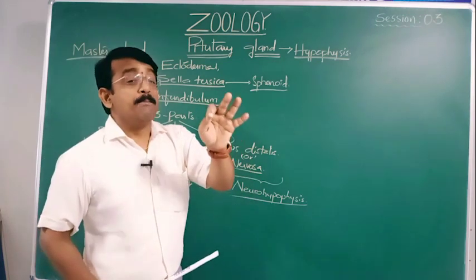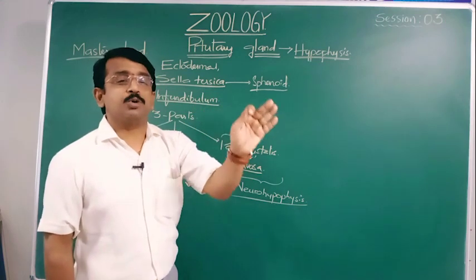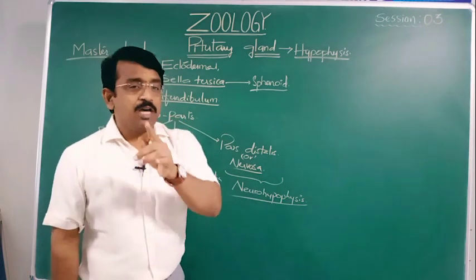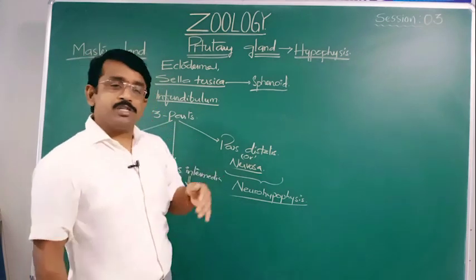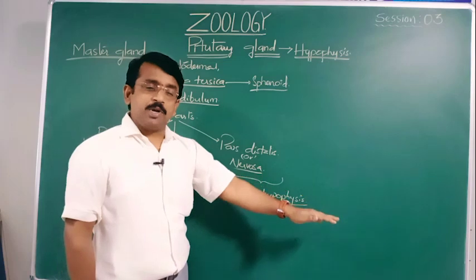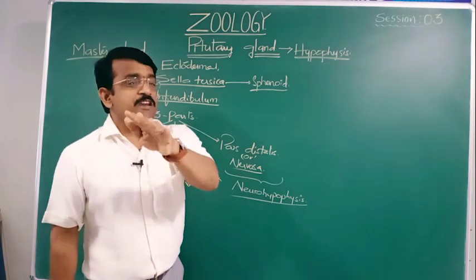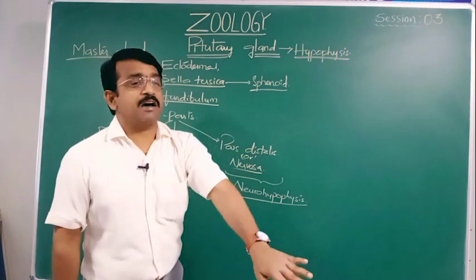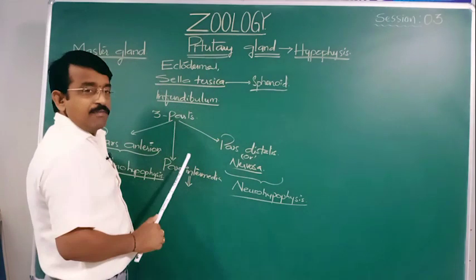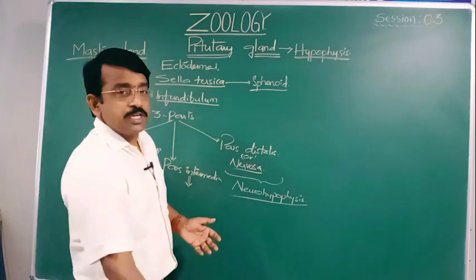Its hormones are also influenced by the hypothalamus. That's the reason why the hypothalamus is said to be the master gland control center. Growth hormone releasing hormone, growth hormone inhibitory hormone, prolactin releasing hormone, prolactin inhibitory hormone, gonadotropin releasing hormone, corticotropin releasing hormone, thyrotropin releasing hormone, melanocyte stimulating releasing hormone and melanocyte inhibitory hormone. These are all the releasing and inhibitory hormones which influence the pituitary adenohypophysis to release its hormones. That's the reason why the pituitary is a master gland, but the hypothalamus is treated as the master gland control center.